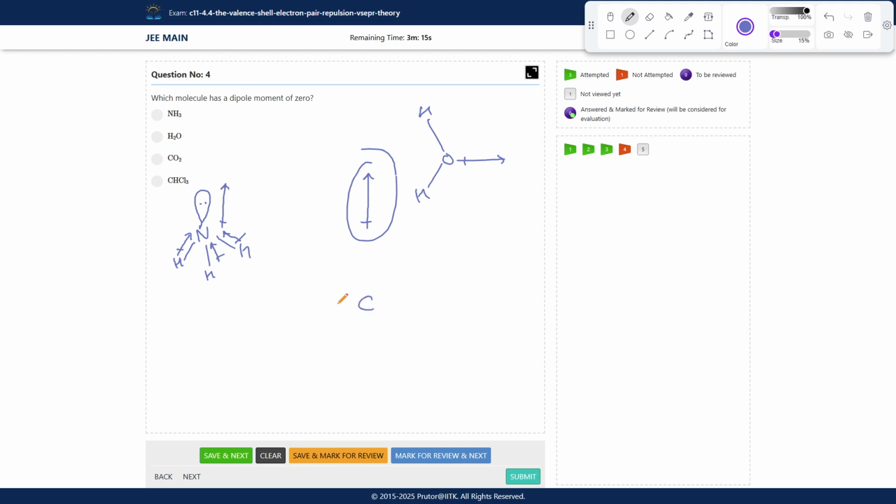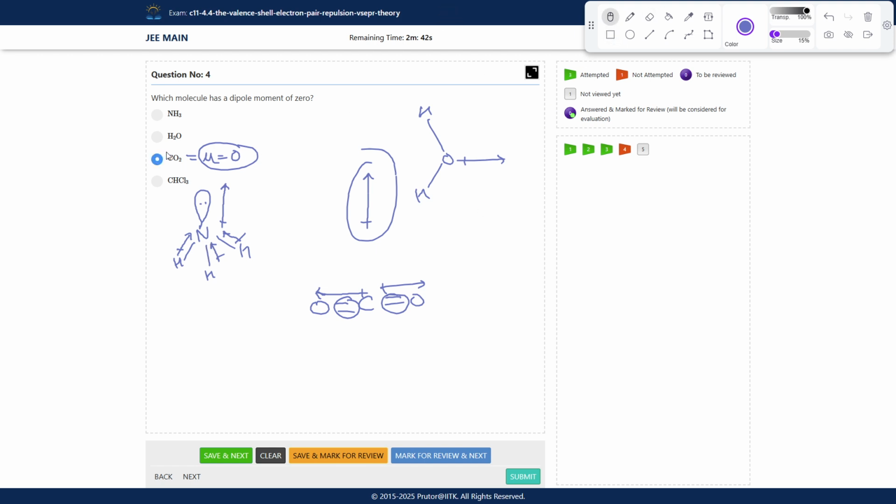But in the case of CO2, it has a zero dipole moment, because CO2 is linear in shape and carbon is less electronegative. Therefore, the dipole moment direction will be in this direction, and here also in the opposite direction, but of the same magnitude, because both bonds are the same. So this will result in a zero dipole moment. So we can write mu equals 0 for CO2. So we got our correct answer, which is option C.